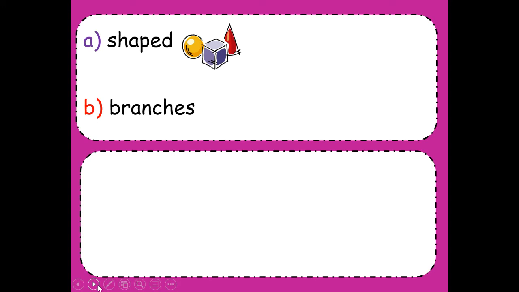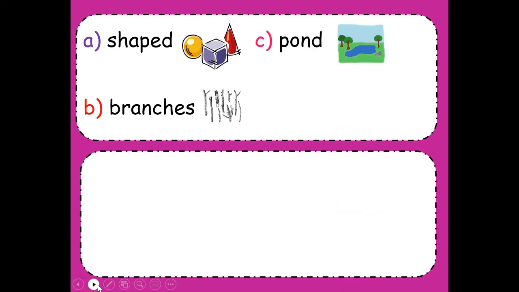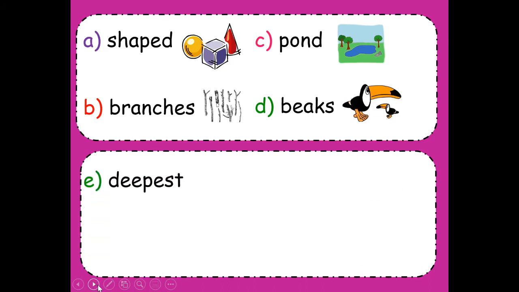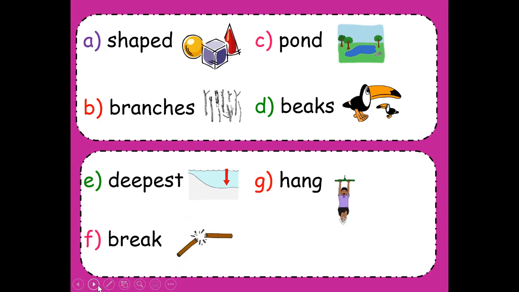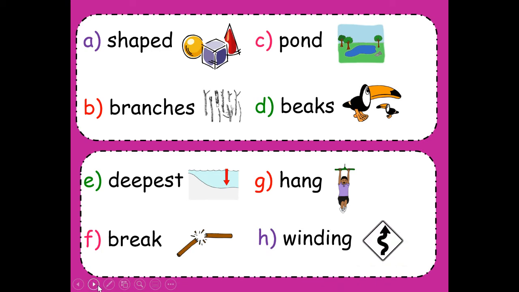So let's review our vocabulary words. You do not need to write them yet. A is shaped, B, branches, C, pond, D, beaks, E, deepest, F, break, G, hang, and H, winding. Those are all of our 8 vocabulary words.